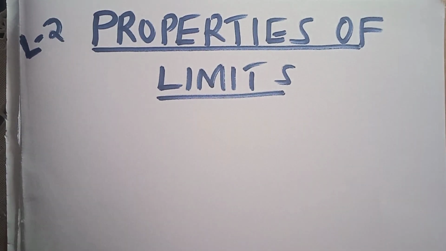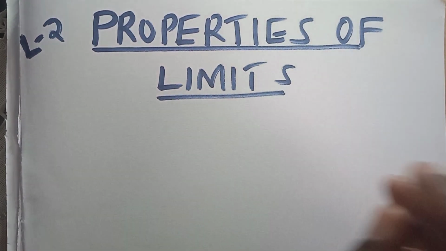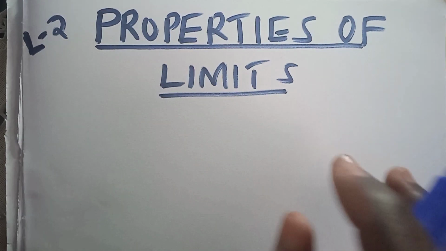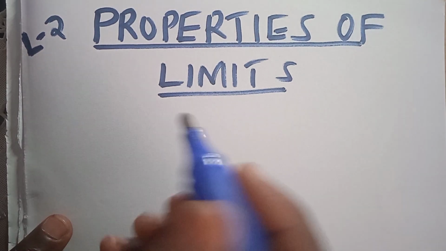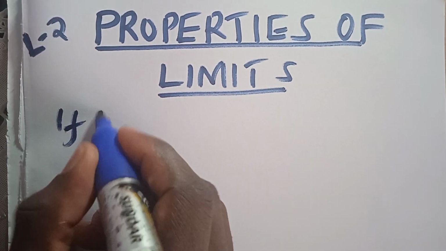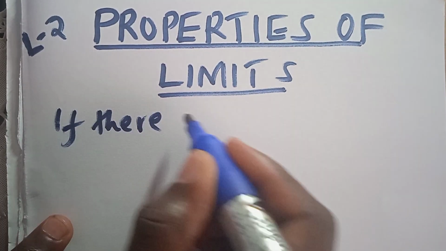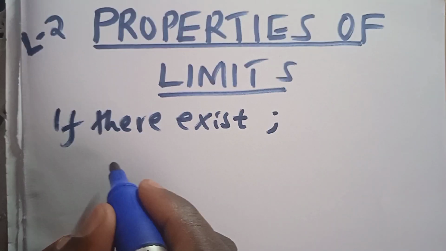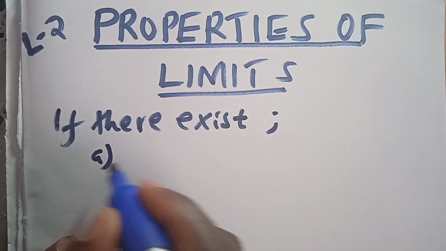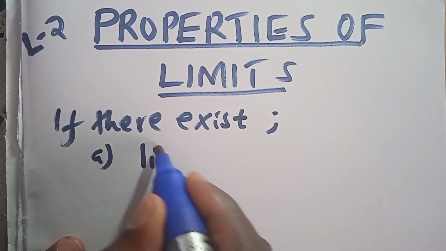To discuss these properties, we are going to consider two limits to help us come up with the properties. We are going to consider the limits of two functions and their values. So we are going to assume that, if they exist, the following limits.